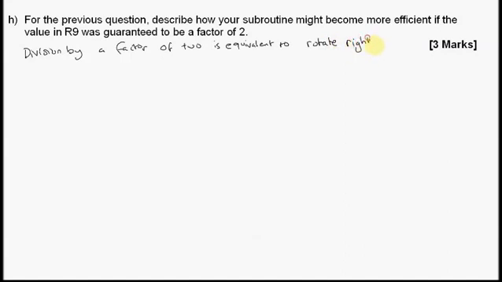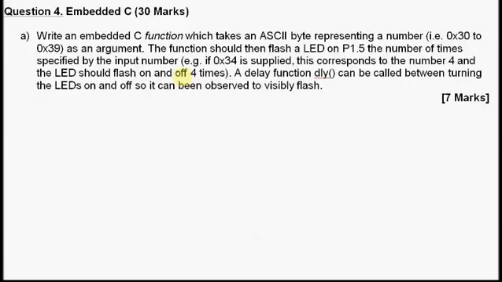So if we rotate right, we divide by 2. If we rotate right twice, we divide by 2 twice. So rather than having a series of loops and subtracting, we can have a small number of rotates. Okay, this one here, we've got an embedded C function.